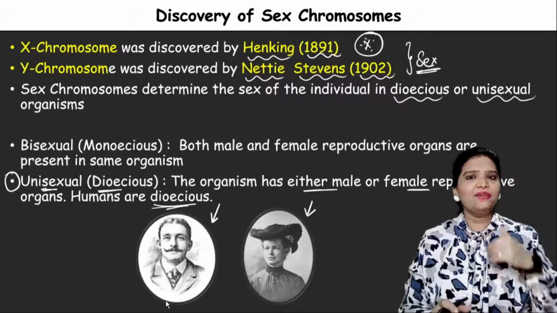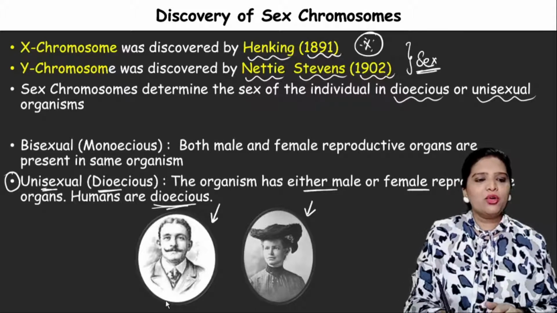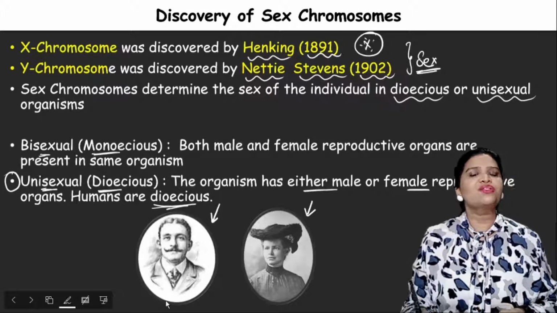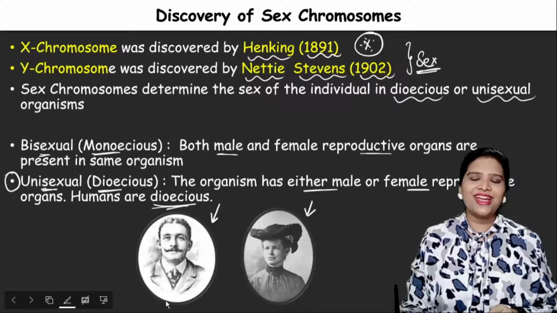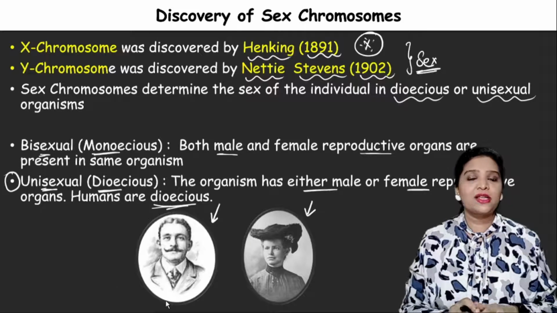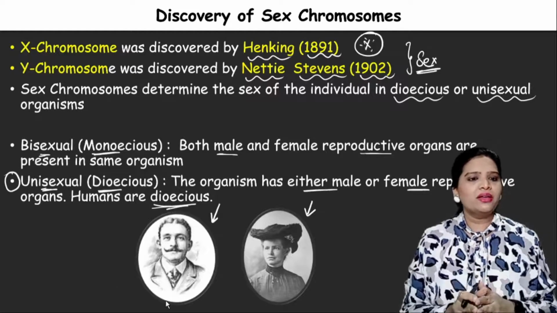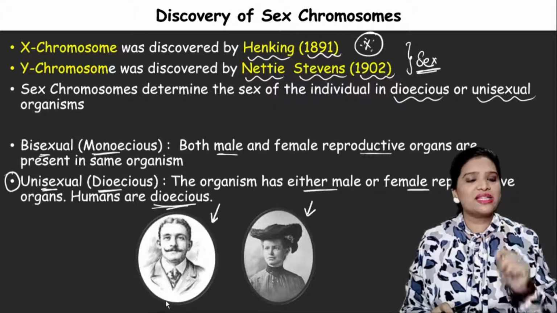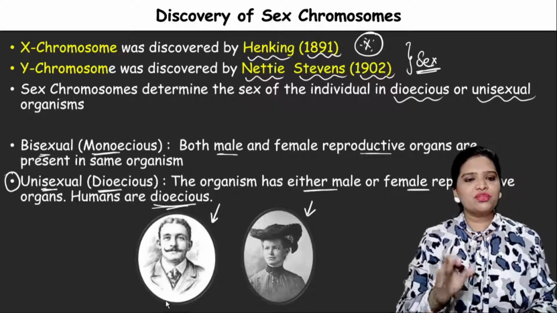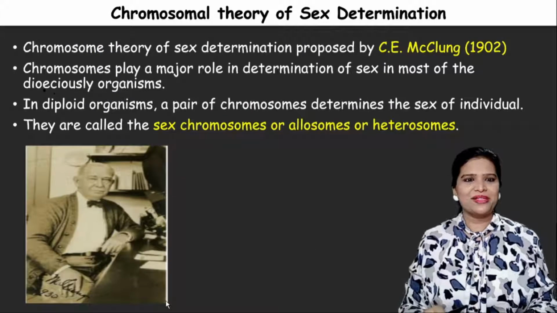On the other hand, we have the opposite, that is monoecious or bisexual. What is monoecious? Both the male and female reproductive organs are present in the same organism. So we must remember here that the sex chromosomes are responsible for the determination of sex only in unisexual or dioecious organisms.